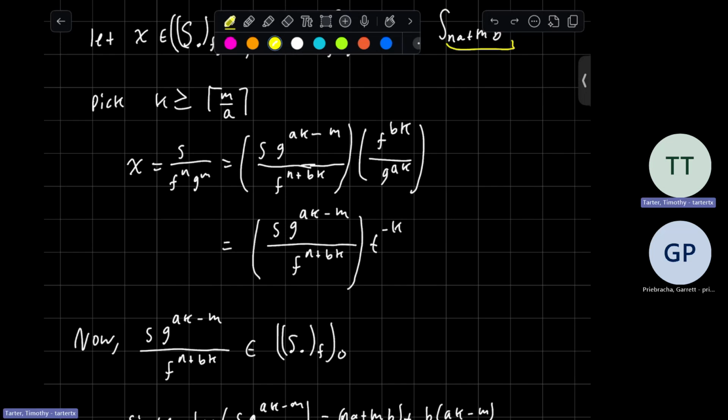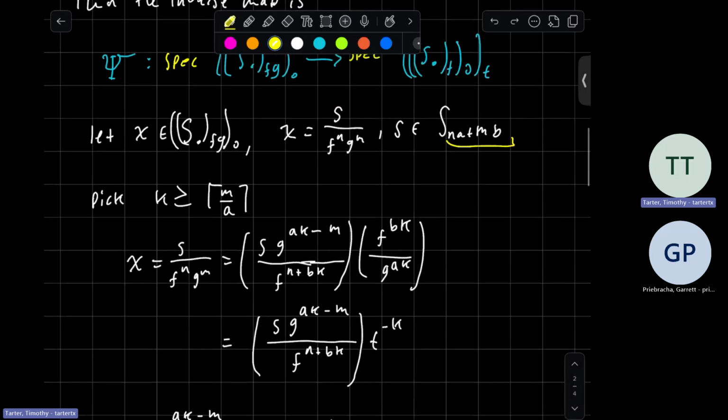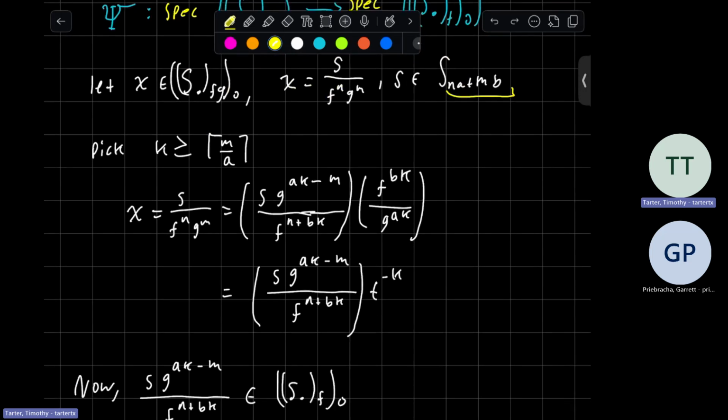So x is equal to this thing, but we can multiply in on the bottom f to the bk, or 1 over f to the bk, and then 1 over g to the ak.